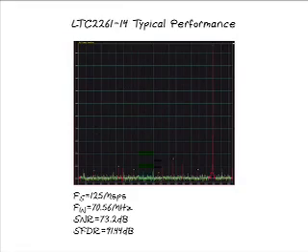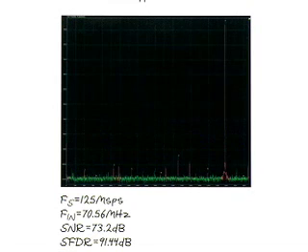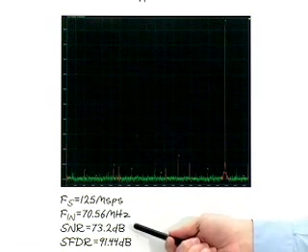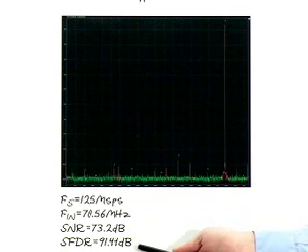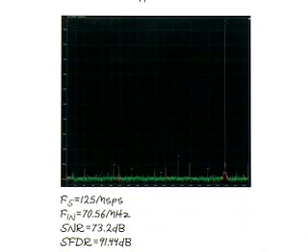Let's take a look at the typical performance of the LTC2261. This is an FFT of the 14-bit LTC2261 sampling a 70 MHz sine wave at 125 megasamples per second. Our demo system measures a signal-to-noise ratio of 73.2 dB. We can see that the SFDR is better than 90 dB. This shows the excellent AC performance of the LTC2261 while using 1/3 the power of a comparable ADC.